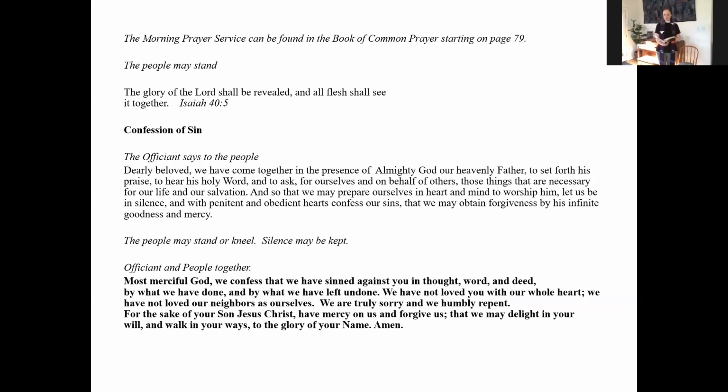The glory of the Lord shall be revealed, and all flesh shall see it together. Dearly beloved, we have come together in the presence of Almighty God, our Heavenly Father, to set forth his praise, to hear his holy word, and to ask for ourselves and on behalf of others those things that are necessary for our life and salvation. And so that we may prepare ourselves in heart and mind to worship him, let us be in silence and with penitent and obedient hearts confess our sins, that we may obtain forgiveness by his infinite goodness and mercy.